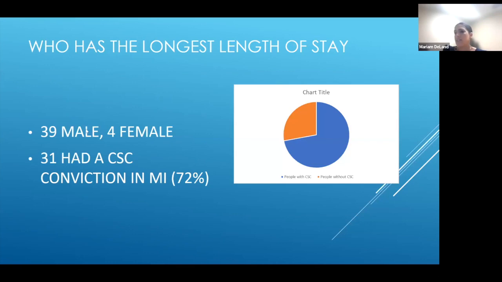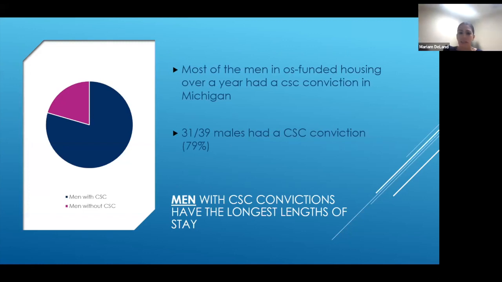Of the people with the longest length of stay, out of those 43, 39 were male and 4 were female. 31 had a CSC conviction in Michigan, so that's 72%. If we break that down and just look at the men, because in this case it was all men that had CSCs, 31 out of 39 of them. So among men who stay in our housing for at least a year, in this case 79% of them had a CSC conviction. It's possible that more of them had other convictions from out of state that I didn't see, but at least 79%. So again, that speaks to the problem: the most difficult population for us to find long-term solutions for is men with CSC convictions.